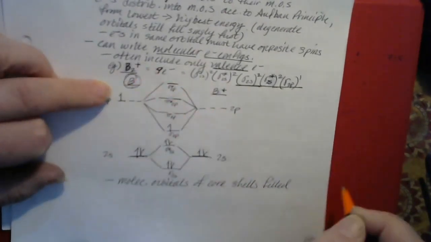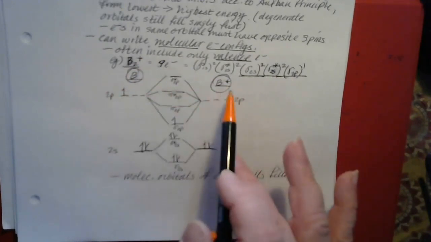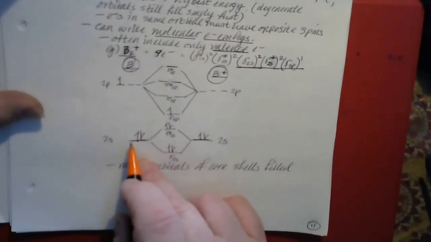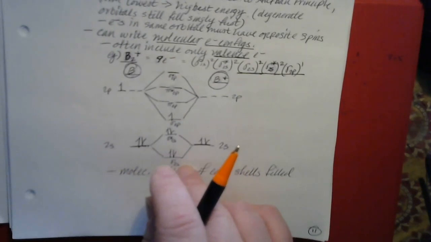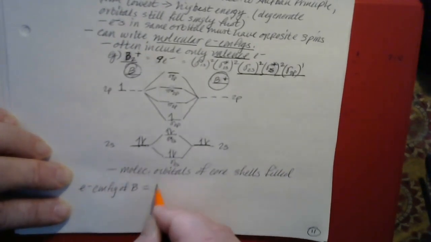Okay, so on one side, we're going to have a boron atom, but on the other side, we're going to have a B plus ion, because one of these boron atoms has to be missing an electron. We could have done it the other way around, with B plus on the left, but I just decided to put the B plus on the right. So the electron configuration for boron would be 1s2, 2s2, 2p1.